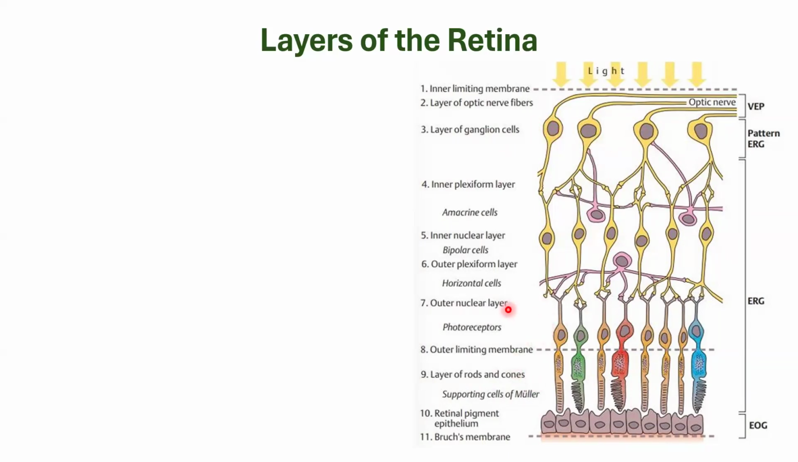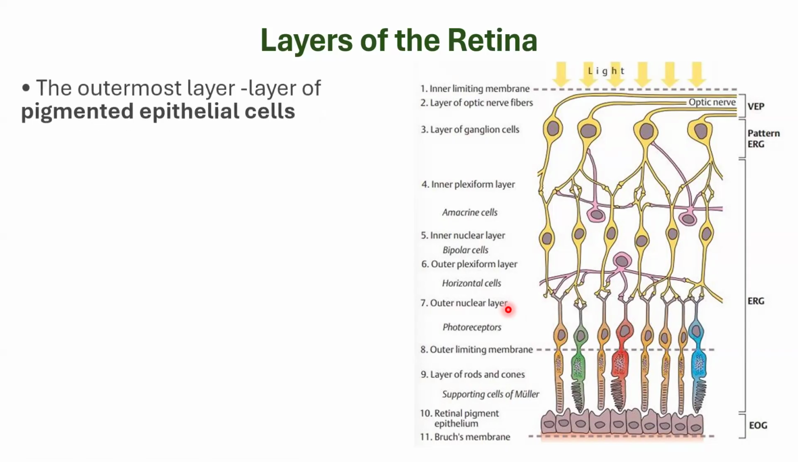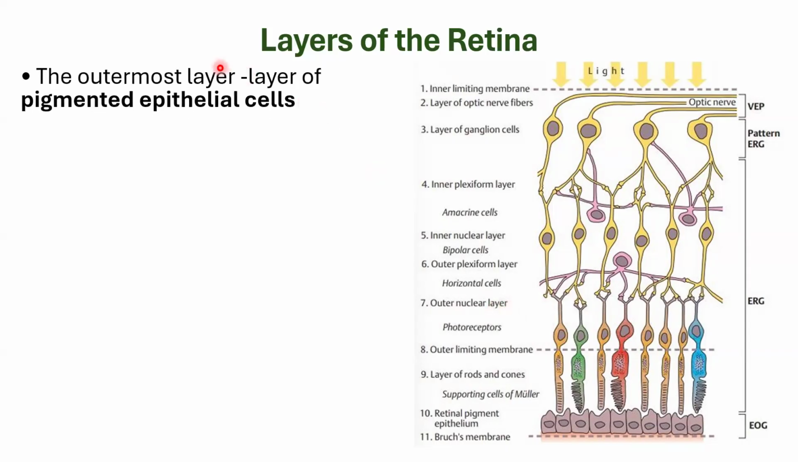So any layer which is known as nuclear contains cell bodies. Any layer that is called plexiform is an area for synapsing. So those are the 10 layers, but we'll discuss them further in a few minutes. The outermost layer is the pigmented epithelial layer. This pigmented epithelial layer is actually the outermost layer.